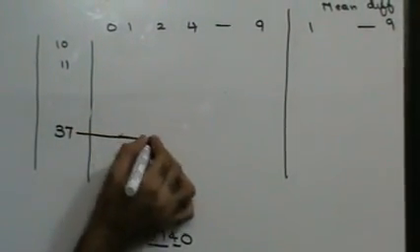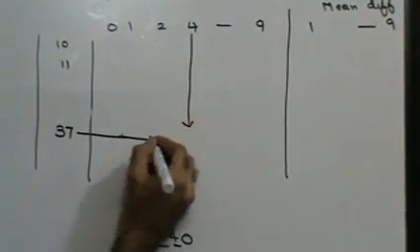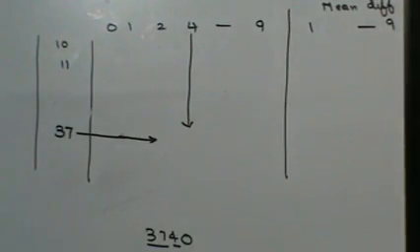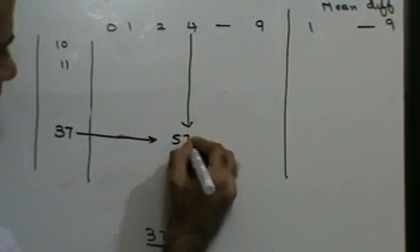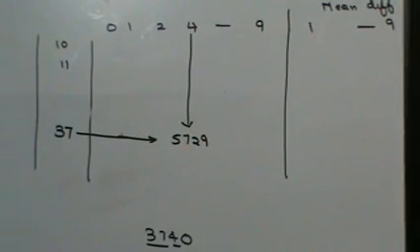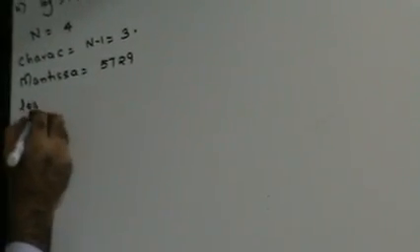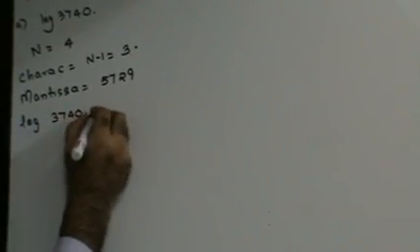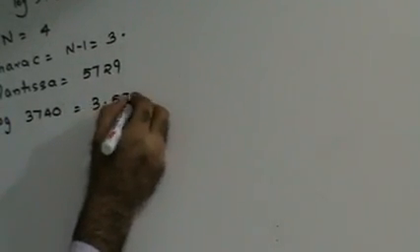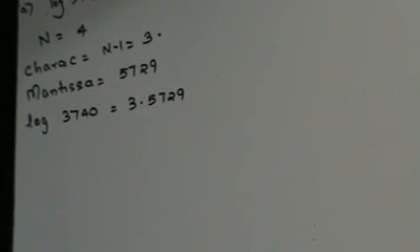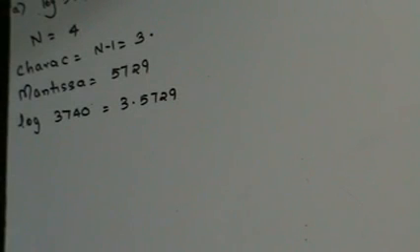So 37 and 4. Check this. What number does it come to? When you see this, you will get 5729. The number here is 5729. Therefore, the Mantissa is going to be 5729. Hence, log of 3740 is 3.5729. That's how you find the log of a number. Right? Let's see another number.